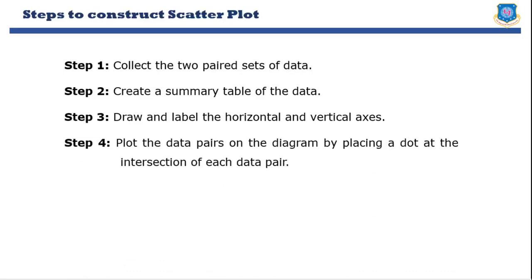And the fourth step is to plot the data points on the diagram by placing a dot at the intersection of each data pair. So you have to check what is the value of the x axis and what is the value of the y axis, and with respect to that you have to place a dot for the scatter plot. And the next step is to look at how the variables vary together, and with the help of that we can interpret the relationship between the two variables.